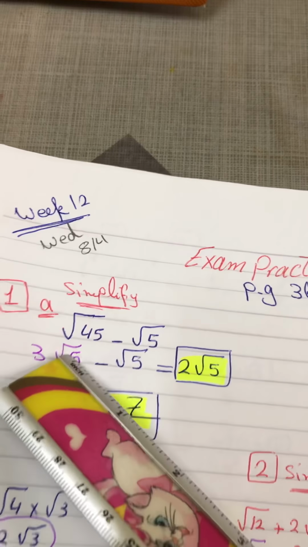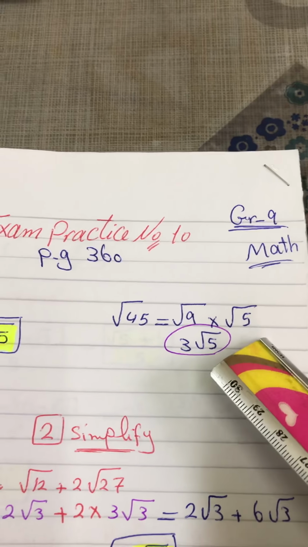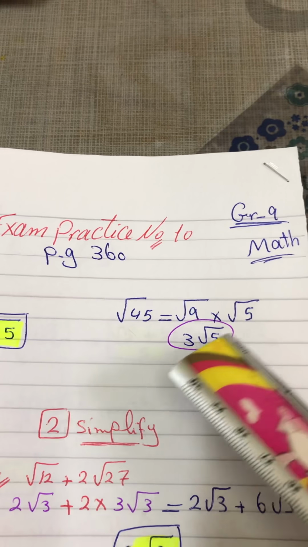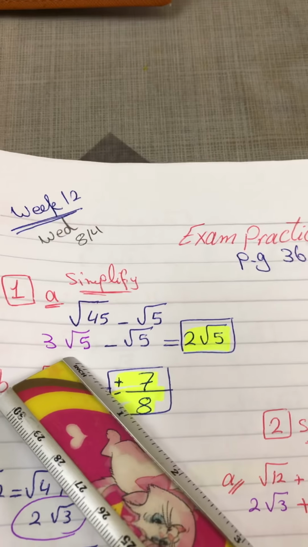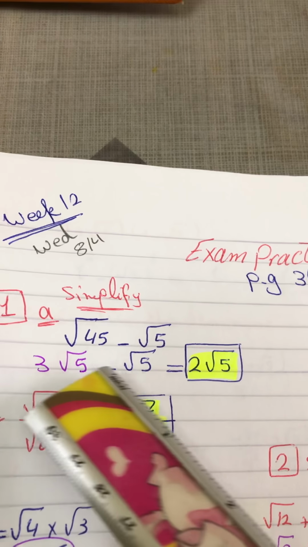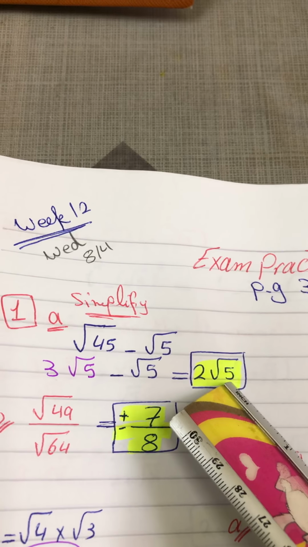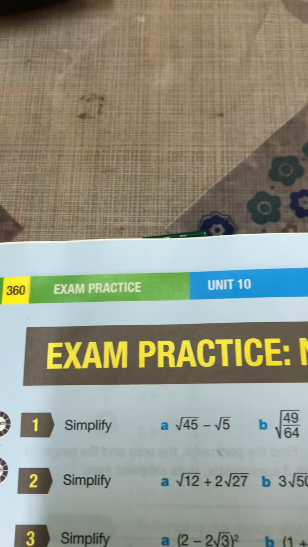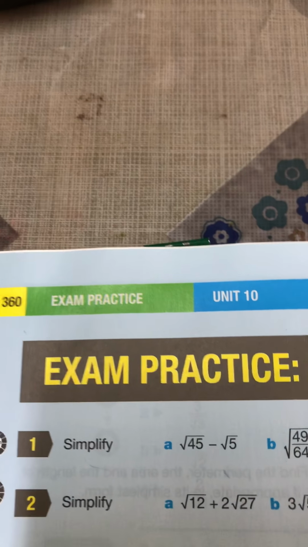So again, as you see, 45 I change it into 9 times 5. Square root of 9 equals 3, and the square root of 5 is still square root of 5. I'll substitute this value here. So we have 3 square root of 5 minus 1 square root of 5 equals 2 square root of 5. Okay, this is question 1 from the exam brackets, page 360, letter A.